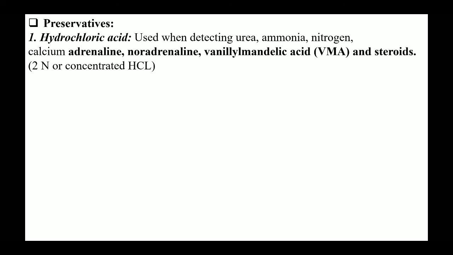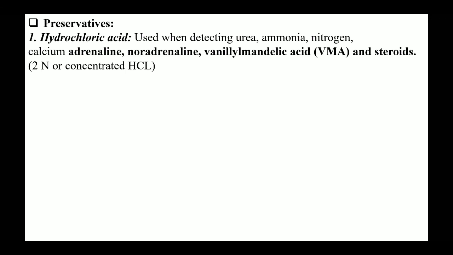And there are many other things for which HCl can be used. There are adrenaline, noradrenaline, vanillylmandelic acid, and steroid. So for these parameters HCl can be used. Normally the concentration of HCl may be 2 normal, maybe 3 normal, or maybe 6 normal. So HCl can be used as a preservative.